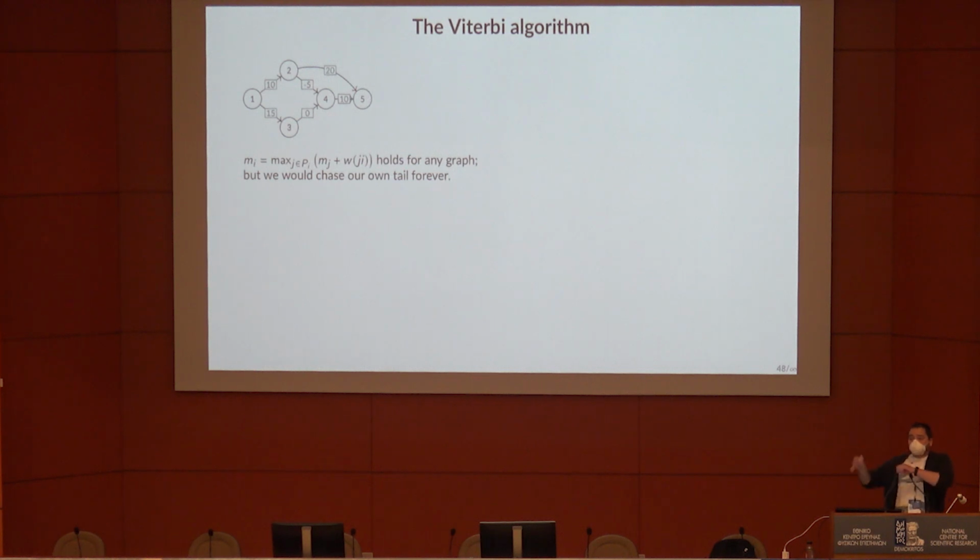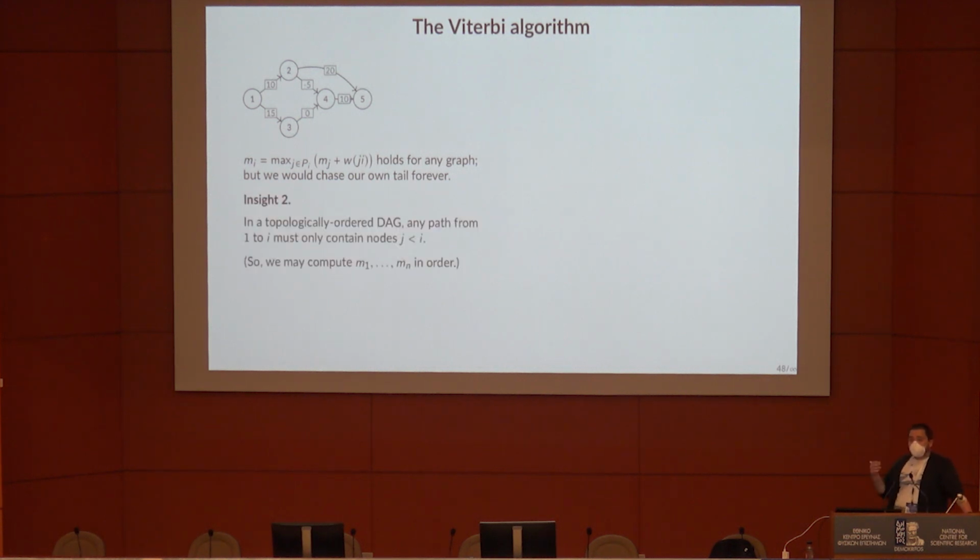And if you just try to start from the end and go backwards and so on, in general, you could end up chasing your tail and ending back in a worse place than you started from, if you are in a general graph. But if you're in a DAG, there is one more insight that turns this observation into an actually super efficient algorithm. In a topologically ordered DAG, if you have a path that goes from 1 to I, the nodes in this path can only be less than I. Otherwise, we would have hit a cycle, right?